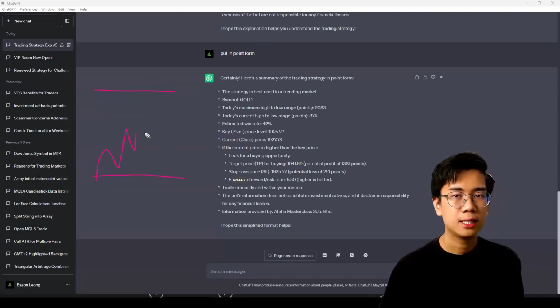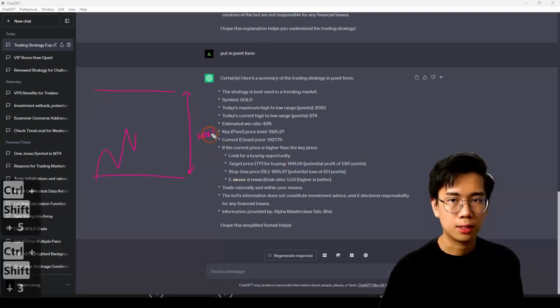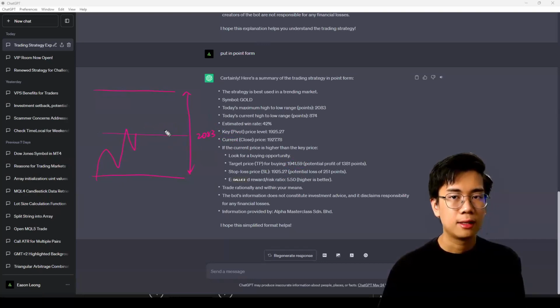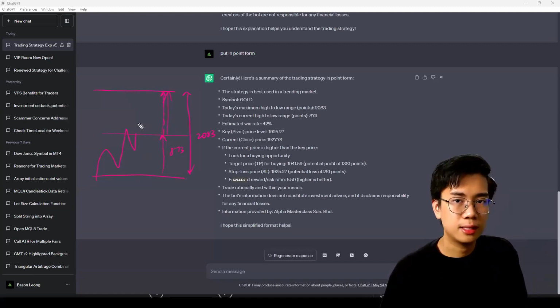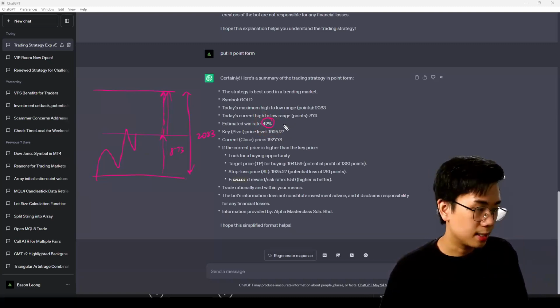From past movement, it predicts that it can go 2083 in one day. And this is the level. From here to here we don't know yet, but what the robot can predict is that here to here has confirmed a move of 873 already. It is predicted that in future there is a chance it completes all the way to here, so there is room to grow. With this room to grow, it has potential to go up, but the chance is 42%.